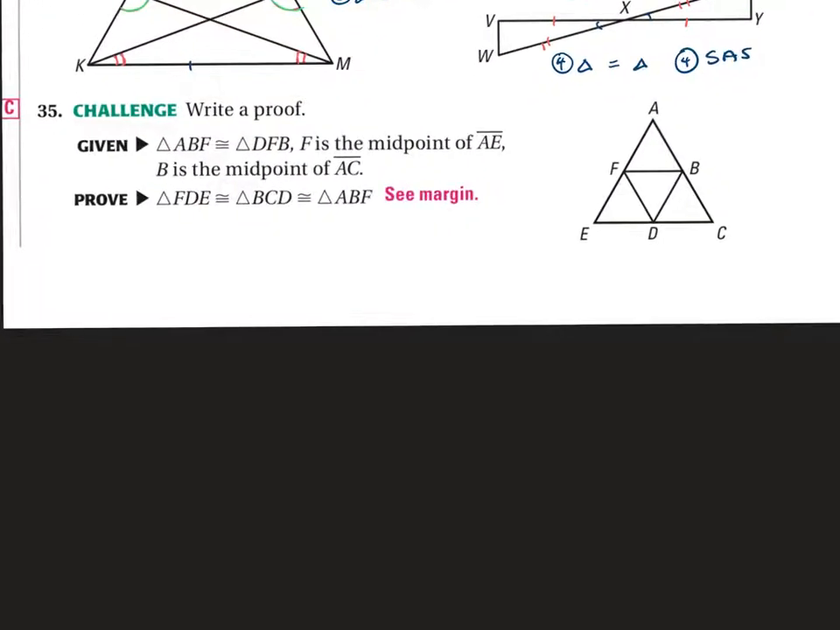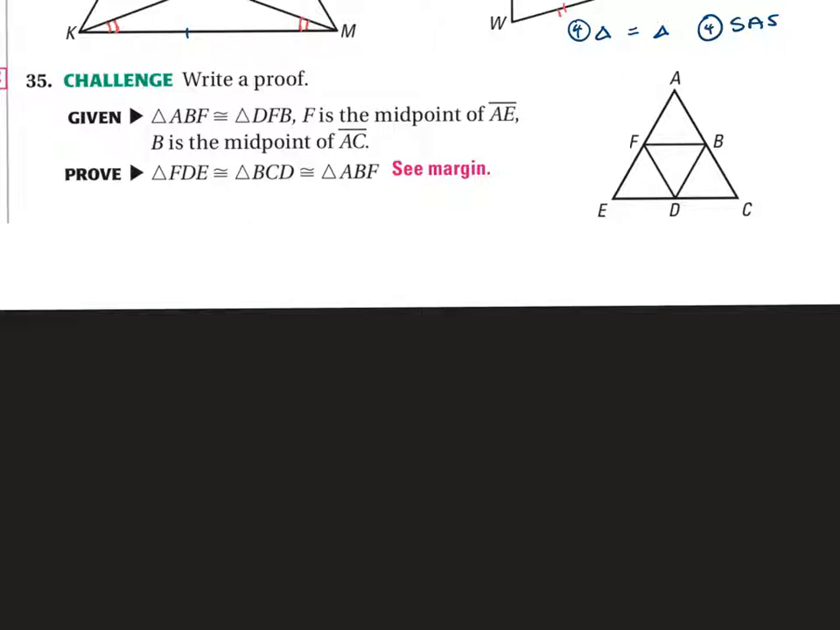Okay, last one is triangle ABF. So ABF is here, and DFB is there. It's saying that those things are congruent. Then it says that F is the midpoint of AE, and B is the midpoint of AC. And I'm trying to prove that FDE, this one here, is congruent to BCD, which is this one here, and ABF.